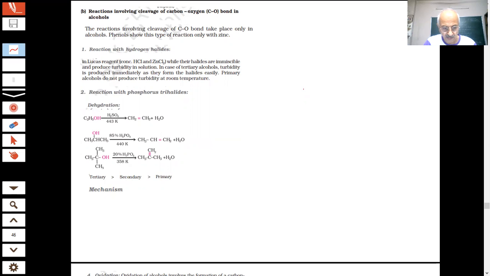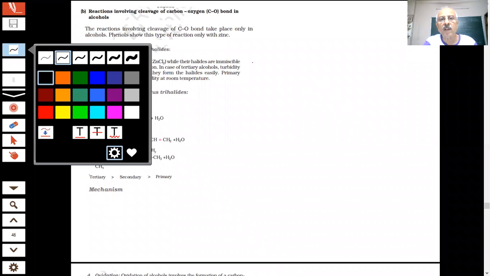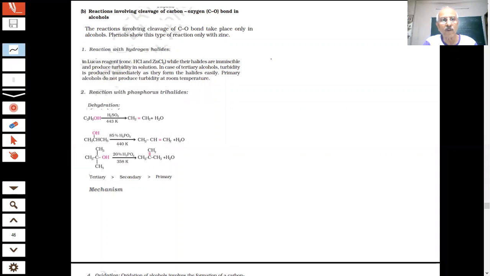We are discussing reactions of alcohols and phenols, and we are talking about the cleavage of carbon oxygen bond. Students, we have already shown a very important reaction. Two reactions we have told you which are very important for the exam.